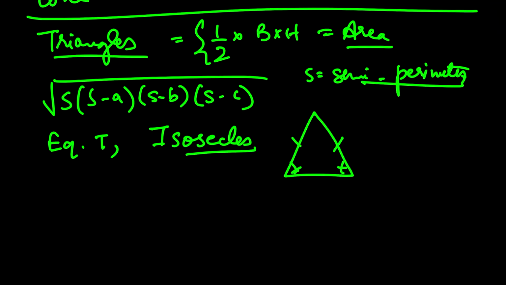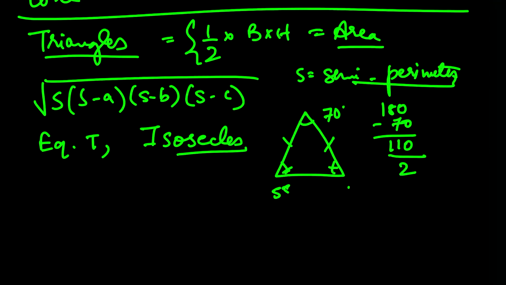For example, if they say that this value is 70 degree, then you know that the other two would be 180 minus 70, that is 110 divided by 2. So 55 each. So this is how this formula or these small properties related to the angles and the sides of the triangle make a difference.